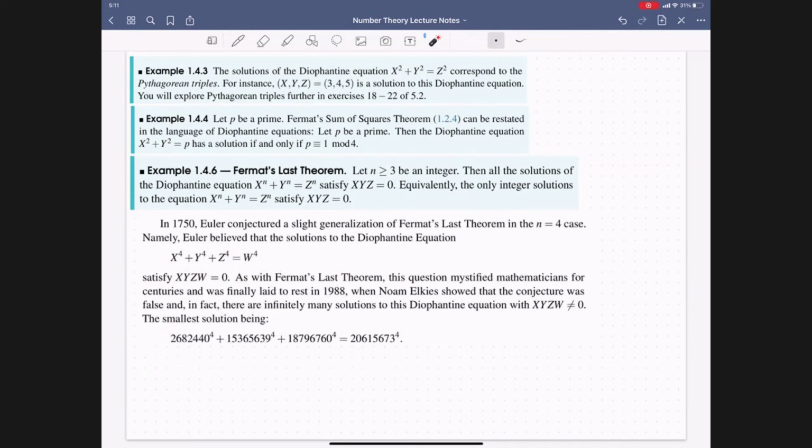And Elkies went actually one step further. He showed that not only is it false, but there's infinitely many solutions that don't satisfy that. And those solutions also being relatively prime.